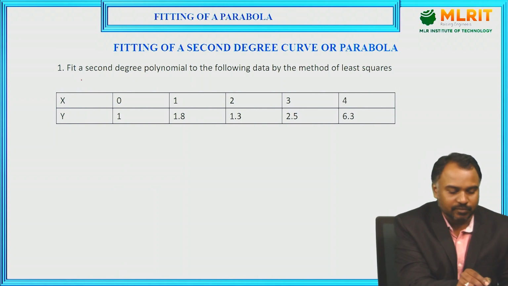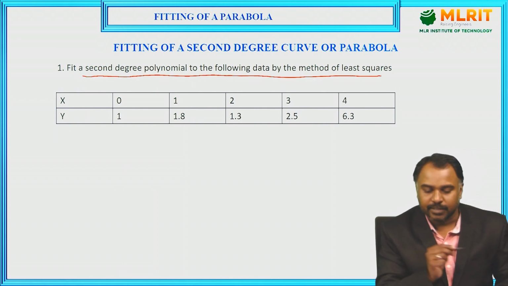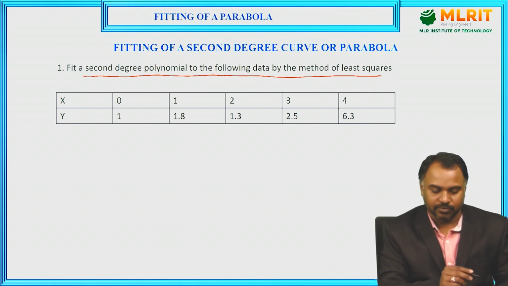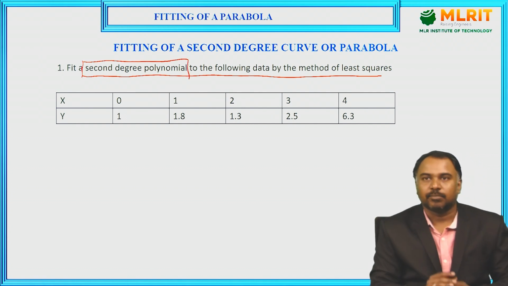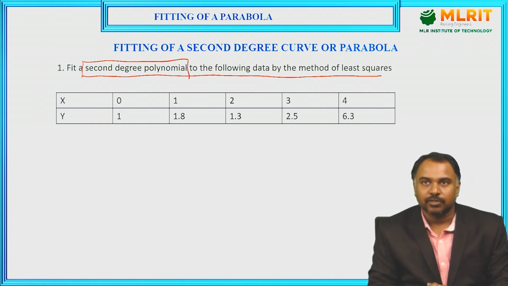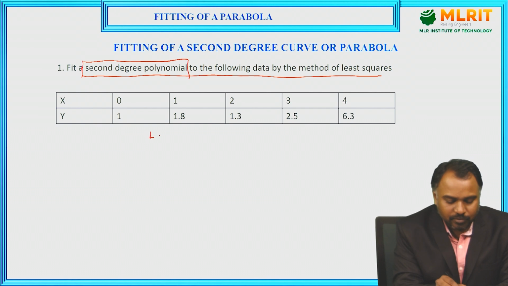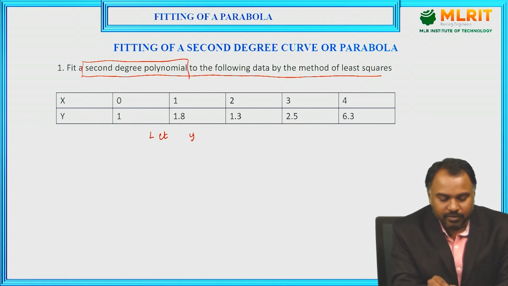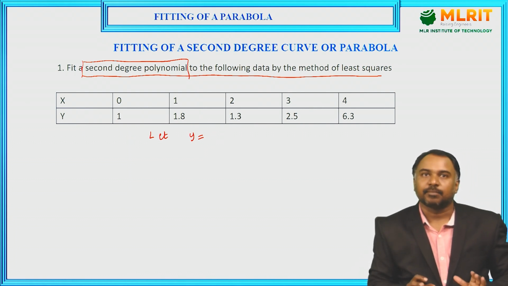Look at this question. Fit a second degree polynomial to the following data by the method of least squares. Some data is provided, and a second degree polynomial is asked for, but the particular equation is not mentioned, so we can consider any one of the curves we discussed previously. Let us consider y is equal to a plus bx plus cx square.